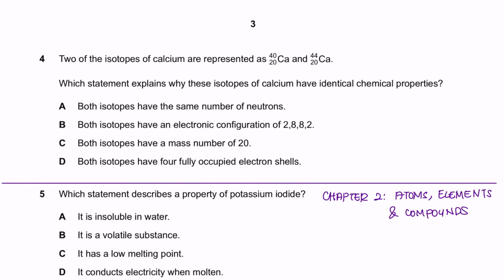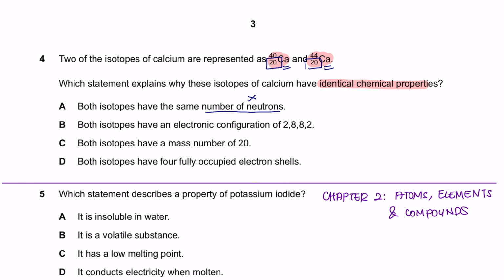Next, question 4. Two of these isotopes of calcium are represented as this and this. Which statement explains why these isotopes of calcium have identical chemical properties? So you will have identical chemical properties because they have the same proton number, meaning that they are the same element. Says here that they have the same number of neutrons.